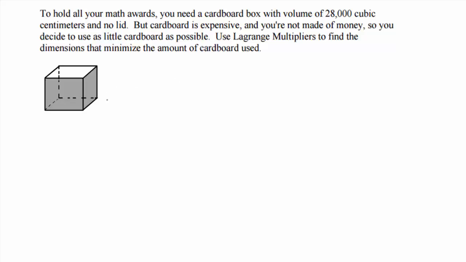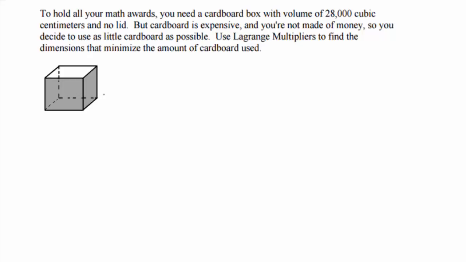To hold all your math awards, you need a cardboard box with volume 28,000 cubic centimeters and no lid. But cardboard is expensive and you're not made of money, so you decide to use as little cardboard as possible. Use Lagrange multipliers to find the dimensions that minimize the amount of cardboard used.